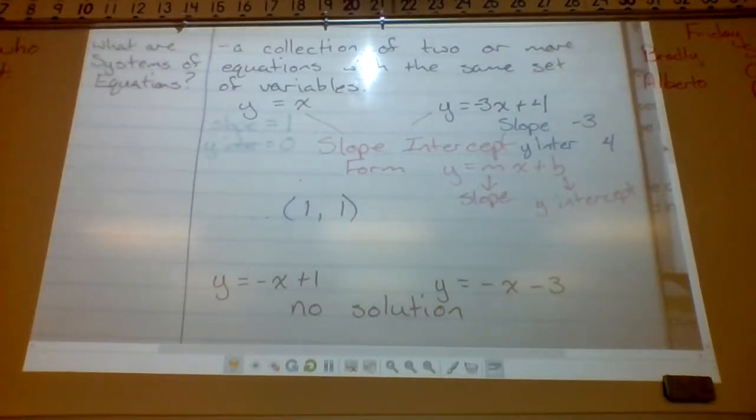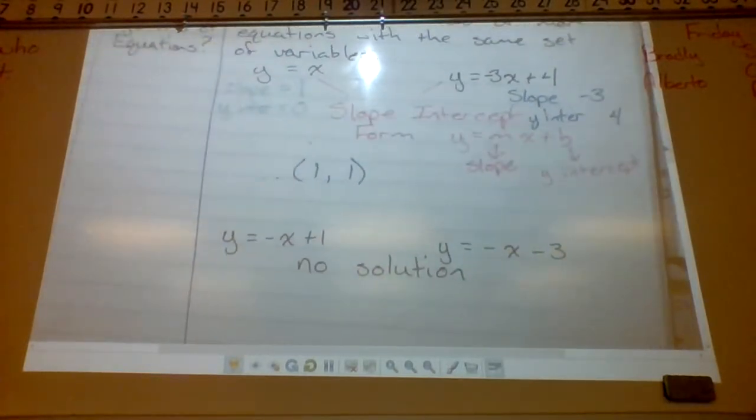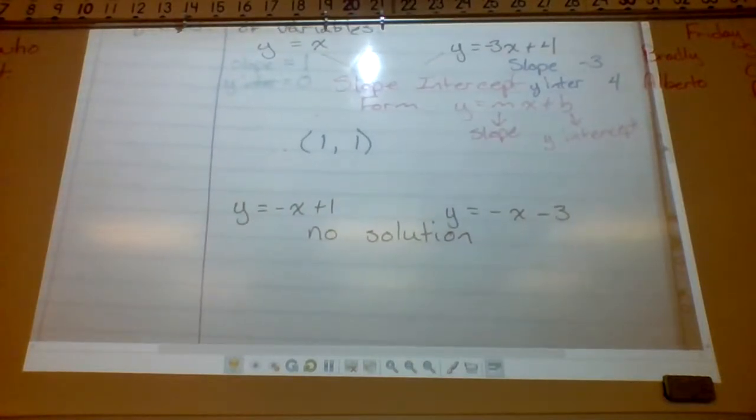Is it really that hard to write out no solution? So no solution. Why is it no solution? Because they don't intersect. The solution is when they intersect. If they do not intersect, there is no solution. Okay?